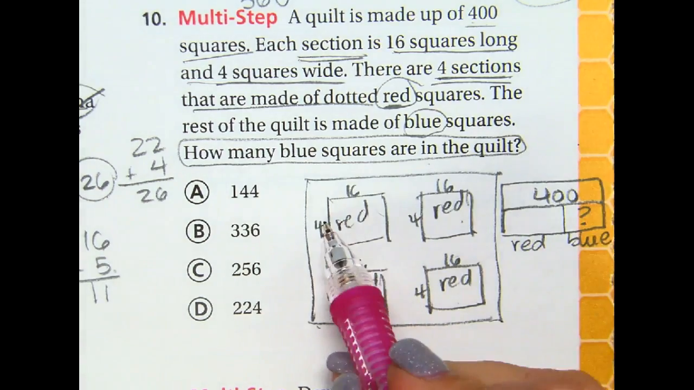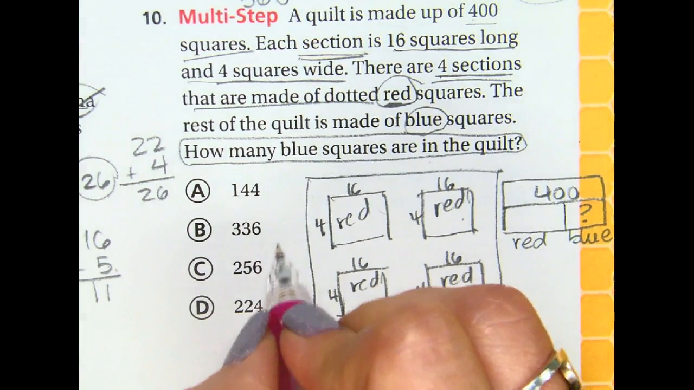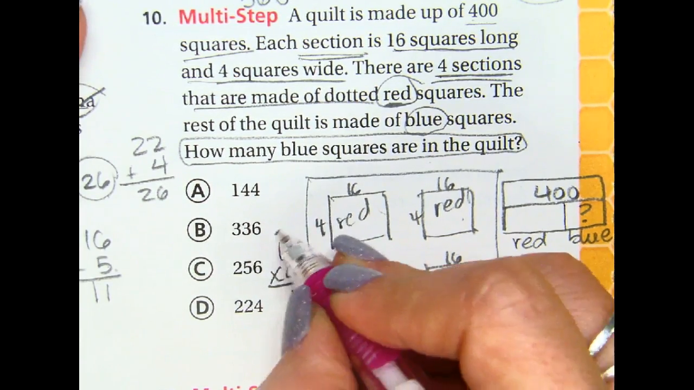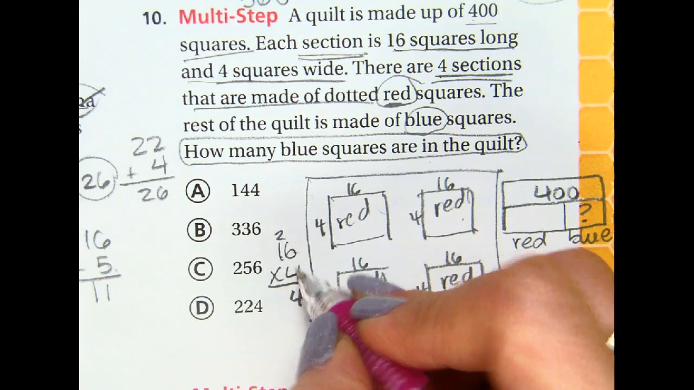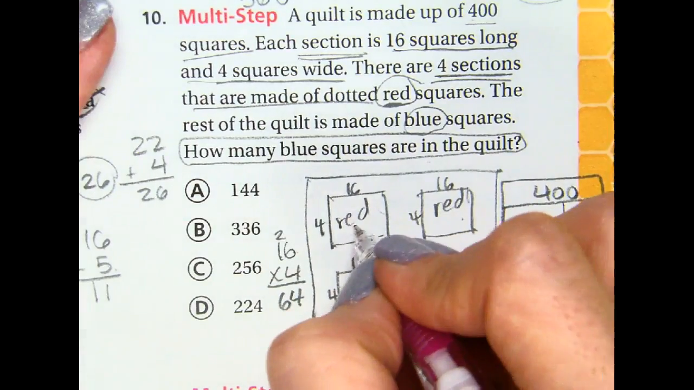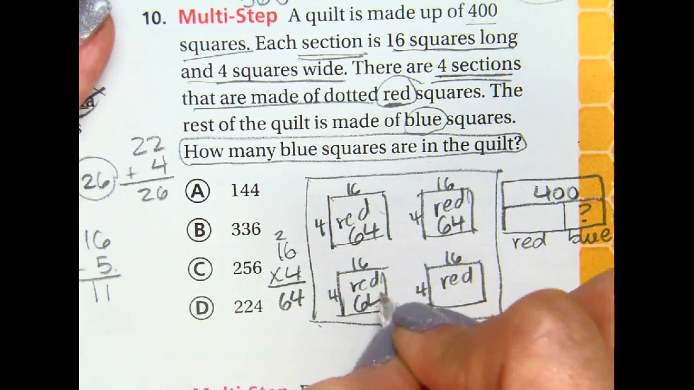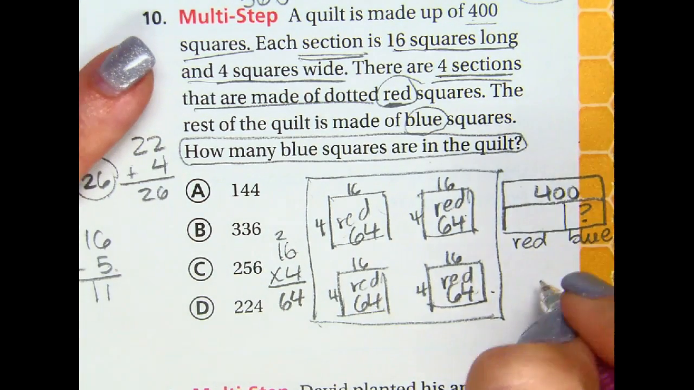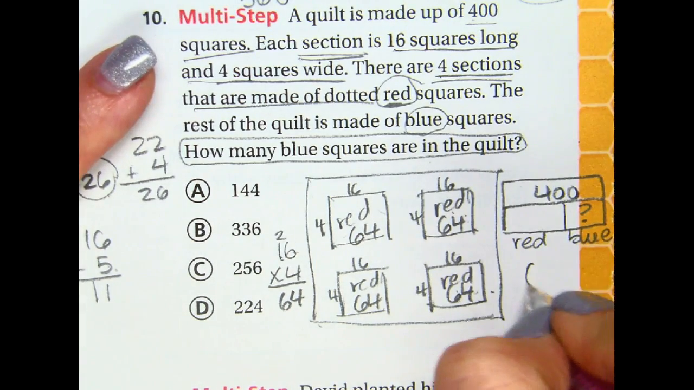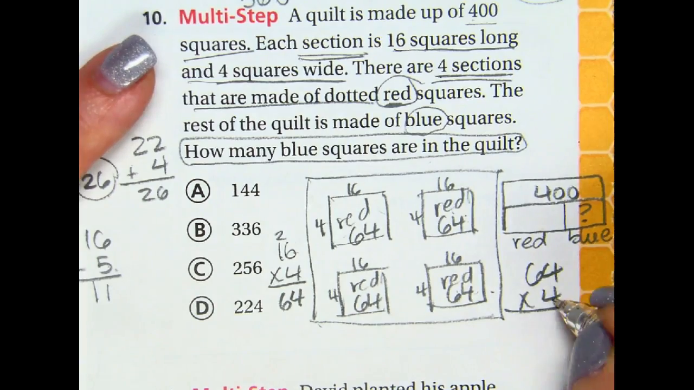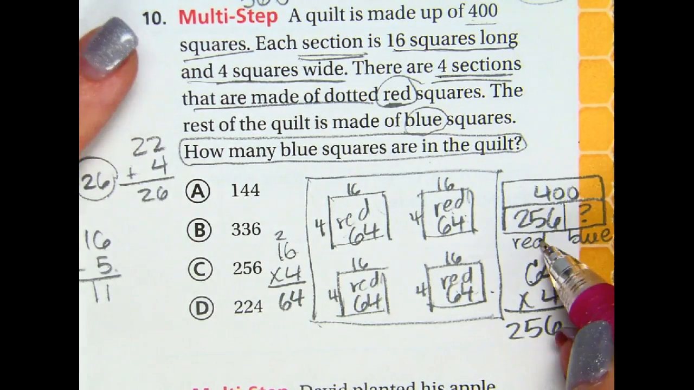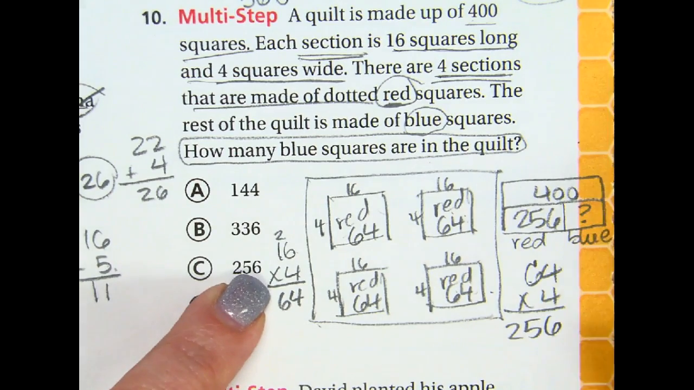4 by 16. Well, what is 4 times 16? Let's work that calculation. 16 times 4. I'll do it with traditional. 6 times 4 is 24. 1 times 4 is 4. Plus 2 is 6. So each of these sections has 64 squares. So now can we find out the total number of red? Sure, because we have 64 in each of these sections. 64 times 4. 4 times 4 is 16. That's 24. Plus 1 is 25. So 256 red squares.